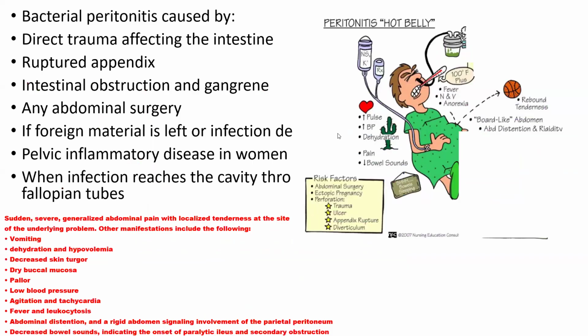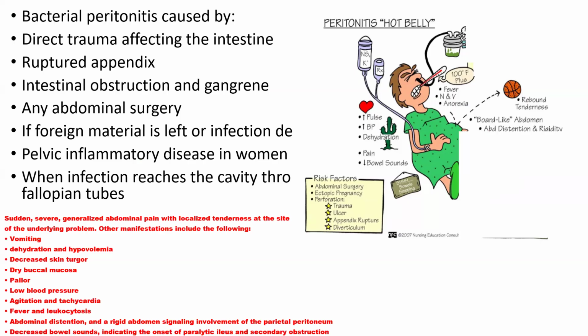All right. And then here is your peritonitis. This can be from bacteria that affects the appendix, that affects the intestine, a ruptured appendix, intestinal obstruction, or gangrene. This can happen if strangulation occurred there, like from a hernia. Any abdominal surgery, pelvic inflammatory disease, which we talked about yesterday when we were talking about the reproductive system.